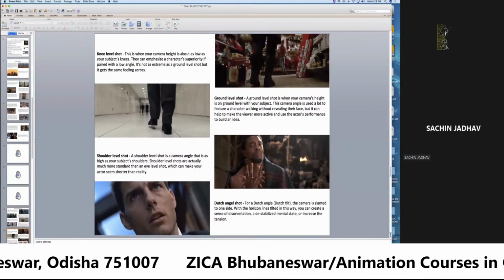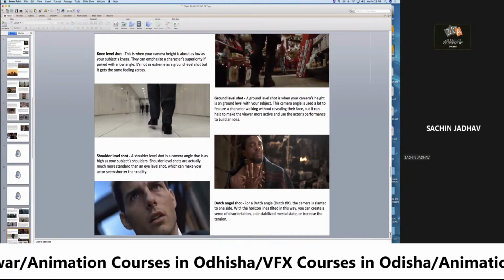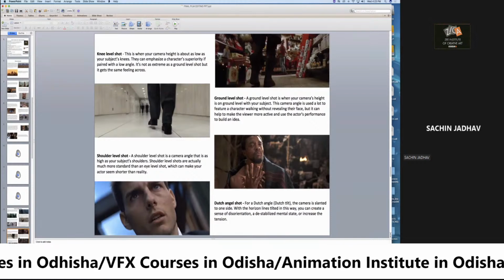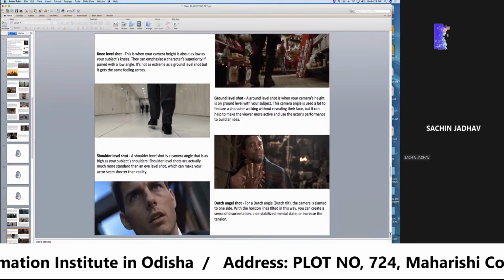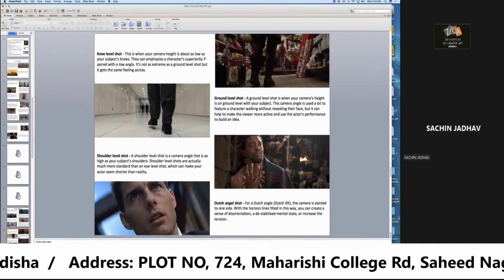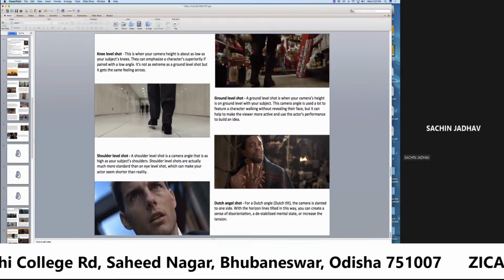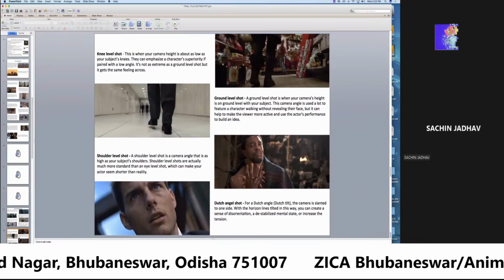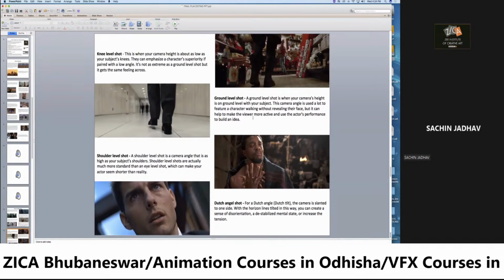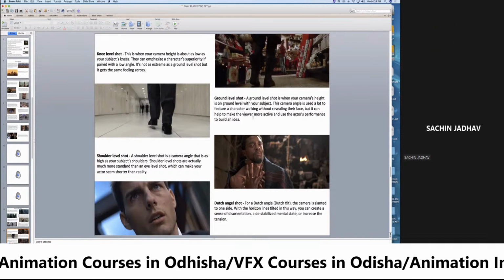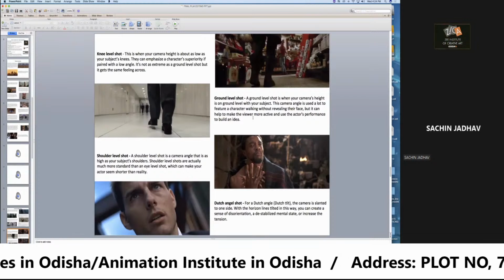उसके बाद next is your knee level, ground level, shoulder level, Dutch angle. So these are different types of angles. Knee level angle is when your camera height is about as low as the subject's knee. It can emphasize character superiority if paired with a low angle. It is not as extreme as ground level, but gets the feeling across. तो मतलब कोई चल रहा है या इस टाइप का, तो ग्राउंड लेवल, और थोड़ा लो एंगल होगा. Ground level shot is when the camera height is on ground level with your subject.